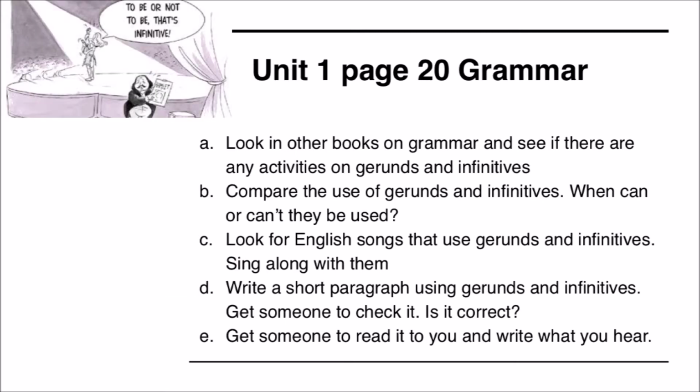Now we're going to look at the grammar. Okay, and this is on page 20, and the grammar here is about gerunds and infinitives. So gerunds and infinitives, if we go to page 20, we can see what they mean in the brown box. Okay, gerunds are verb plus ing, right? Gerunds are words plus ing, and a gerund is used as the subject of a sentence.